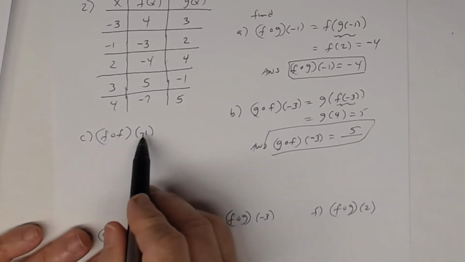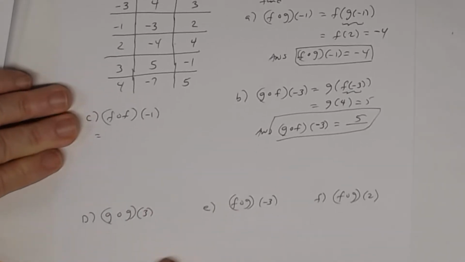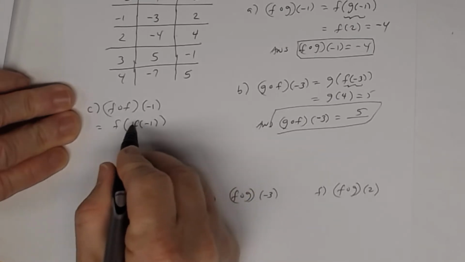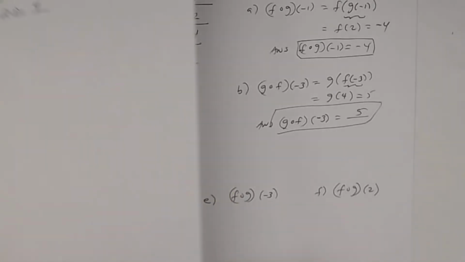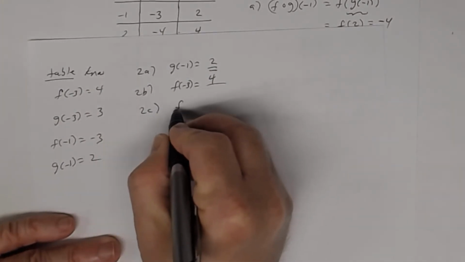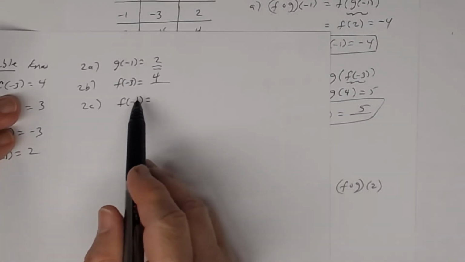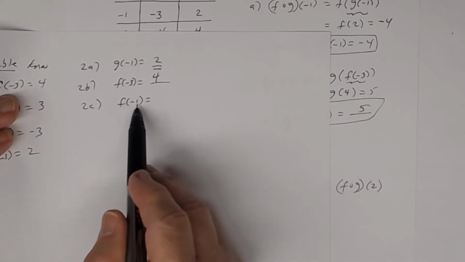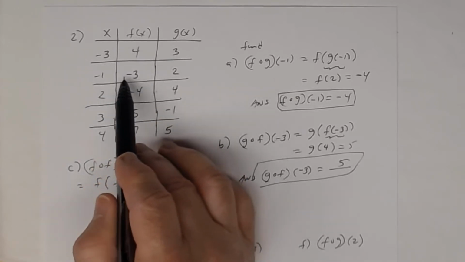In C, same thing: f composed with itself at negative 1. By definition, this means, I'm going to write it down here, f of f of negative 1. Now I've got to find this innermost function value first, so I've got to find f of negative 1. If you have to write it like this, go ahead. I go to my table. When x is negative 1, I use my f of x column to find my y value, and f of negative 1 is negative 3.